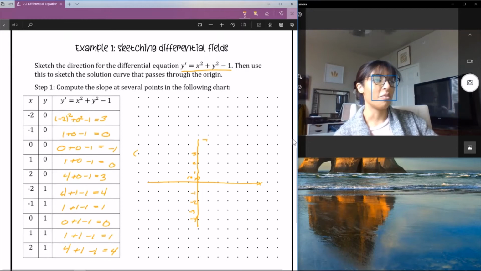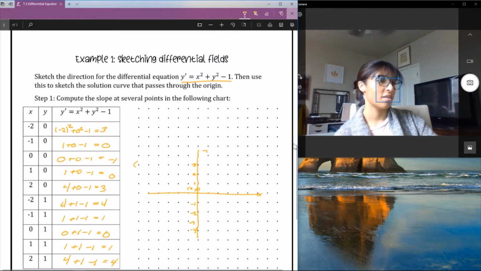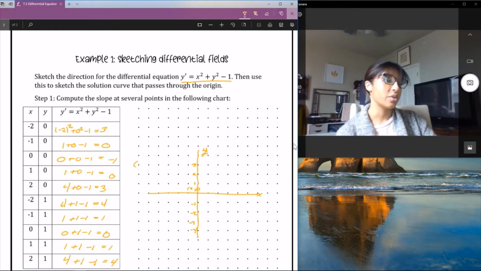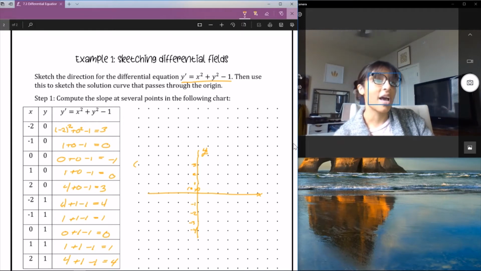Right, we can't ever make the assumption that the grader or the reader just knows what it is, because that's what it is in math, right? That's what it tends to be. Make sure you're labeling everything. Okay, so then we said at the point (-2, 0), we have a slope of 3.